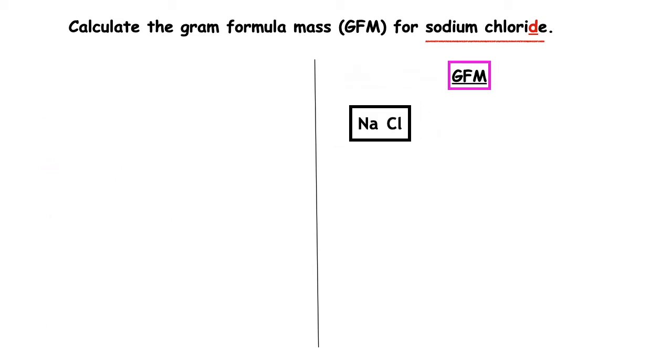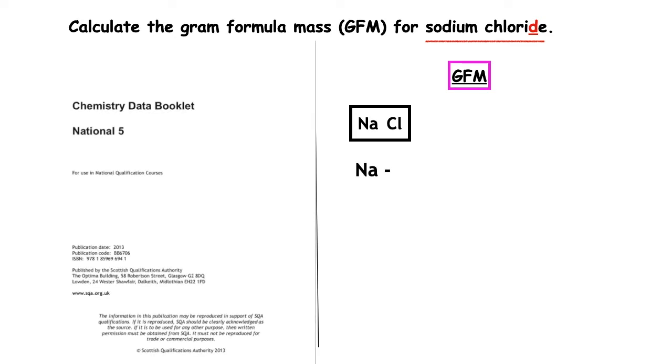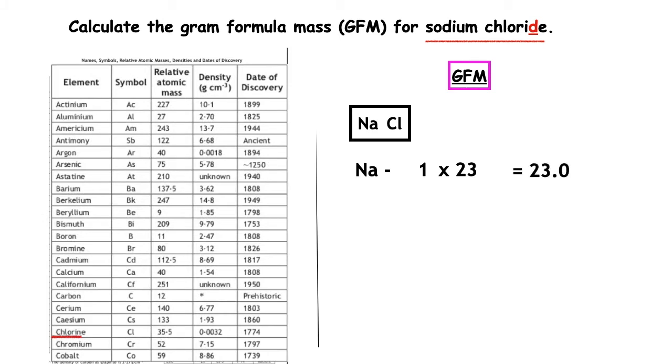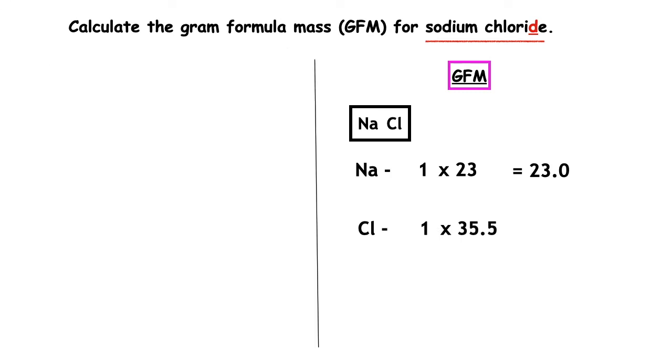Now, to work out the gram formula mass, we have to take down each of our elements. The first one that we have is sodium, which is Na. We don't have a number directly after the chemical symbol, which tells us we have 1. And using page 7 of our chemistry data booklet, we can see that the relative atomic mass is 23. 1 times 23 equals 23. Chlorine has a chemical symbol Cl. We don't have a number after the symbol, which tells us we have 1. Using page 7 of our data booklet, we can find the relative atomic mass as 35.5. 1 times 35.5 equals 35.5. When we add up these two numbers, we get a GFM of 58.5 grams.